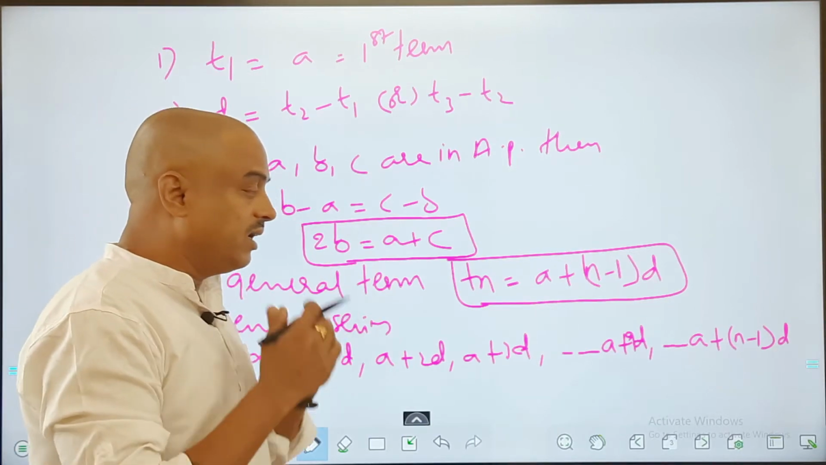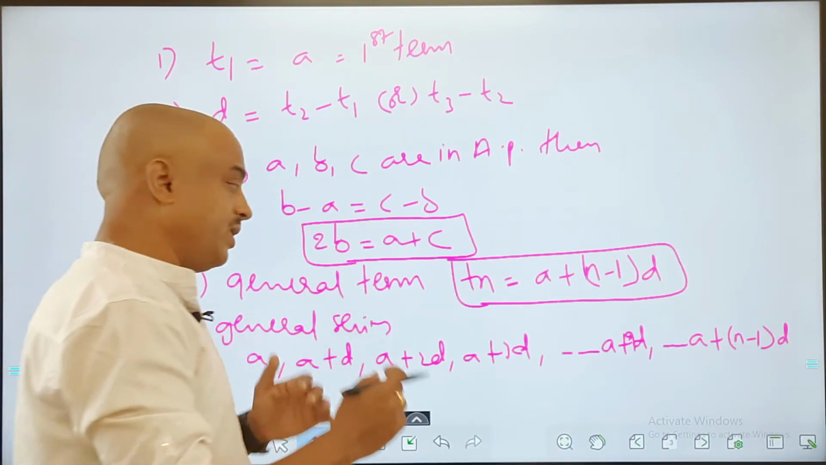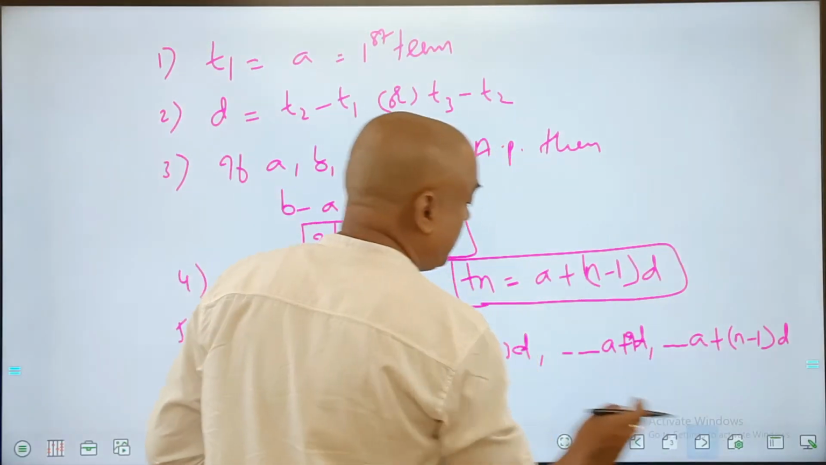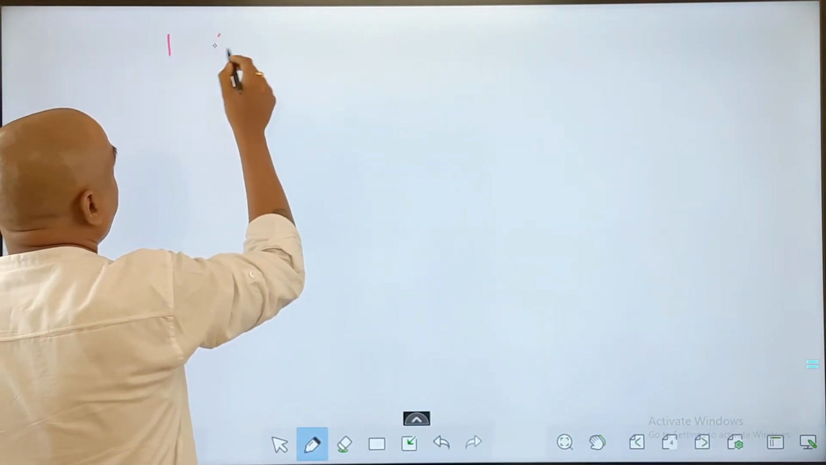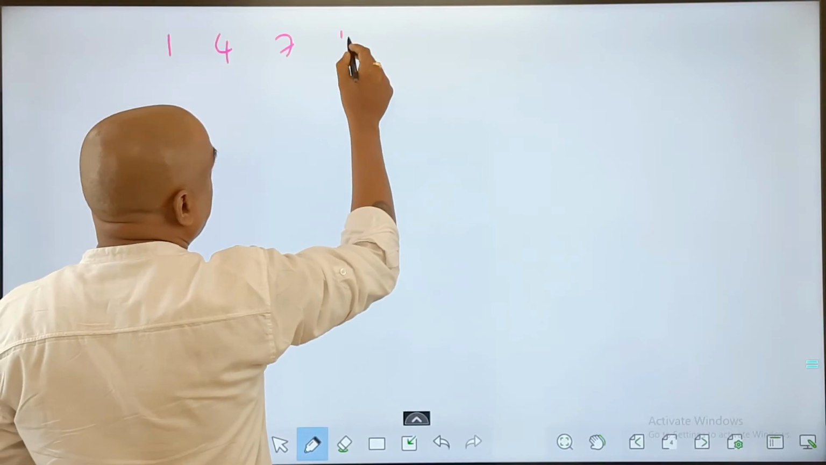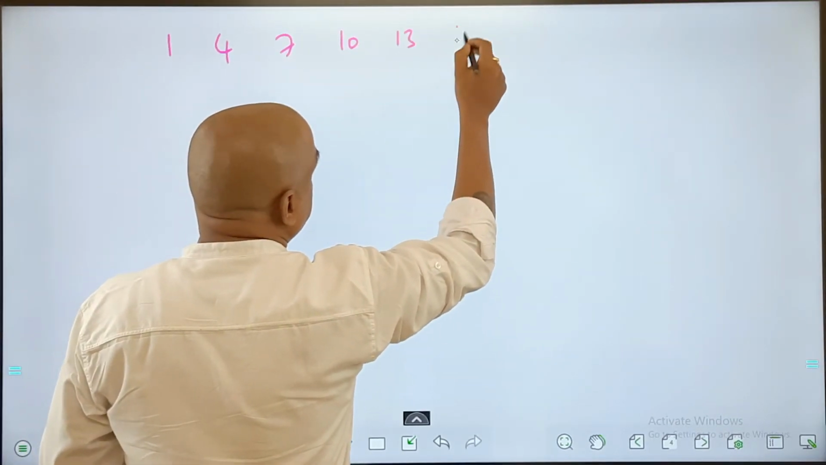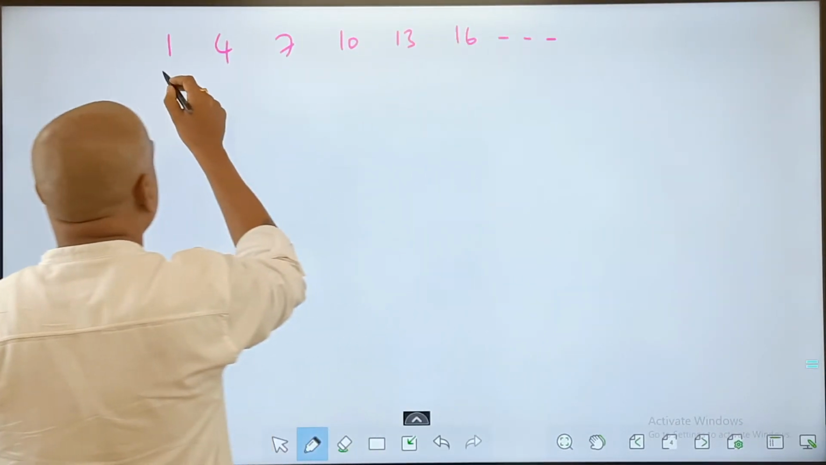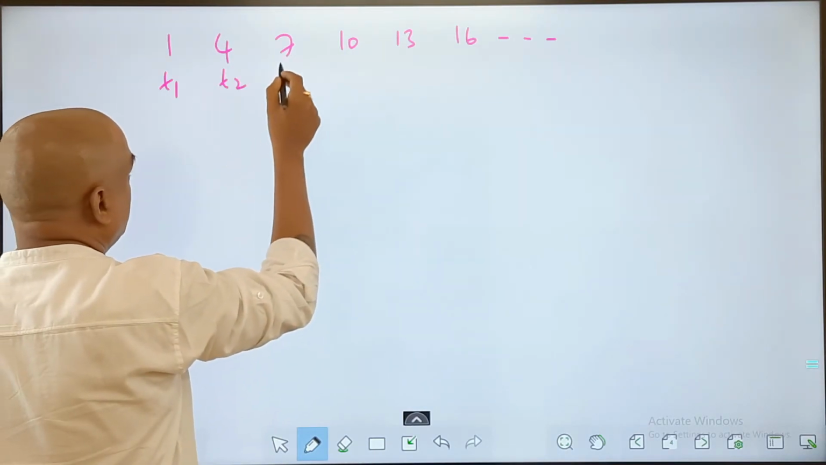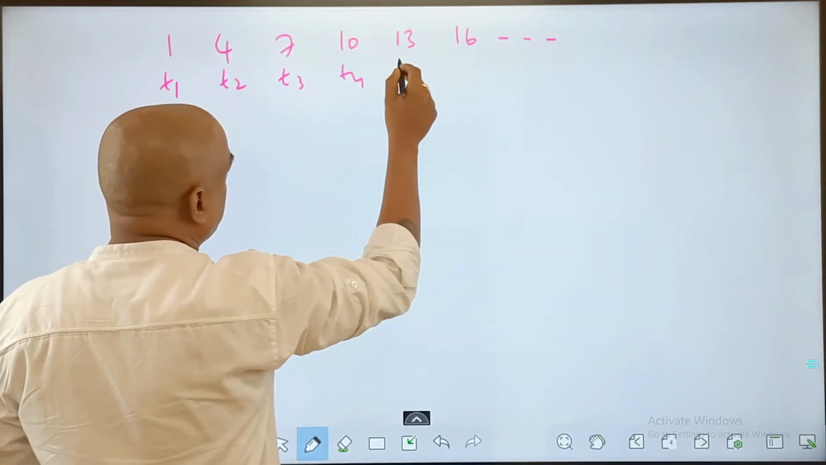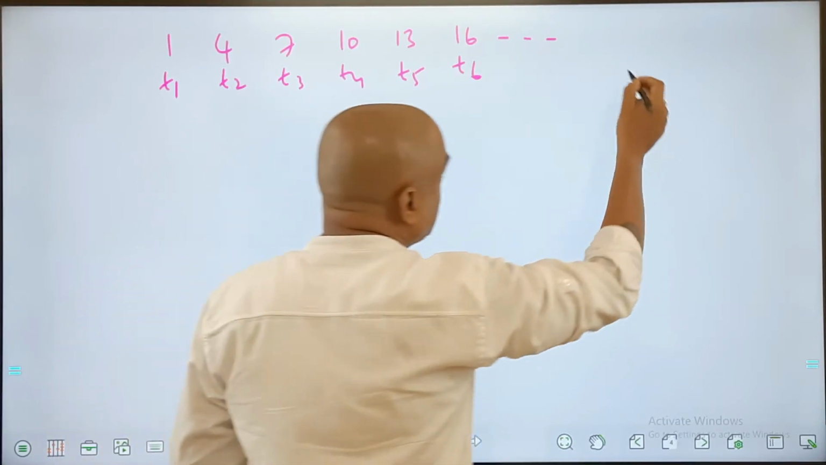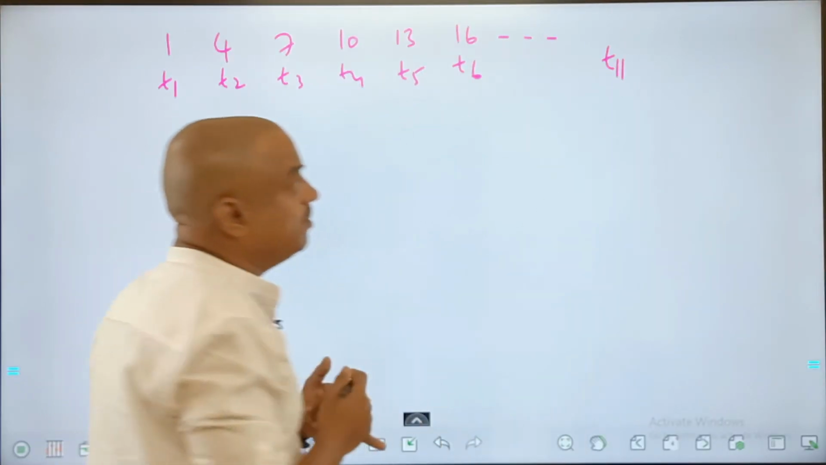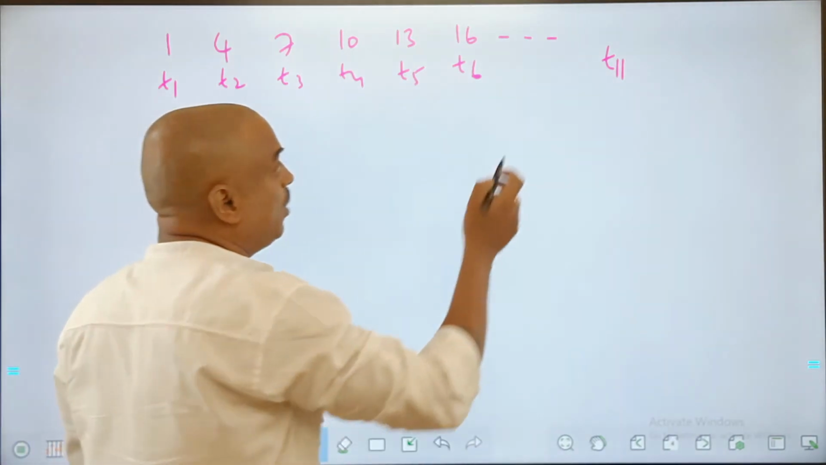Now here I'll take some examples so that we can make use of these points. I'll take the same example, friends: 1, 4, 7, 10, 13, 16 and so on. We all know this is term 1, term 2, term 3, term 4, term 5, term 6 and so on. And suppose I wish to know what the 11th term is in this case, try to understand how to use the concepts.